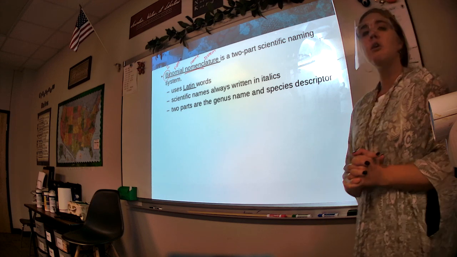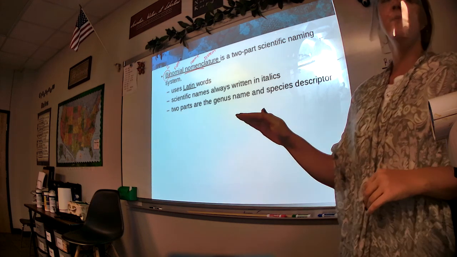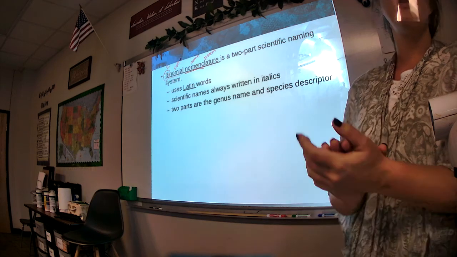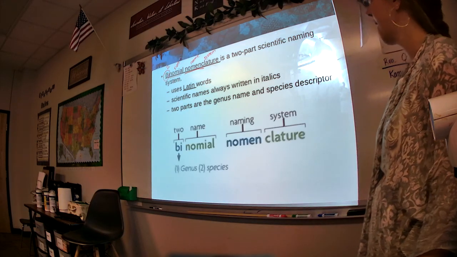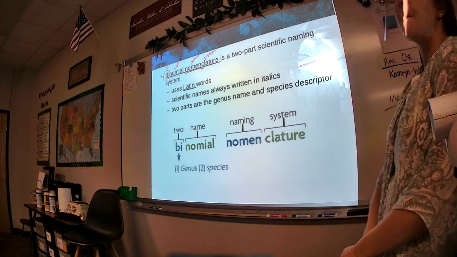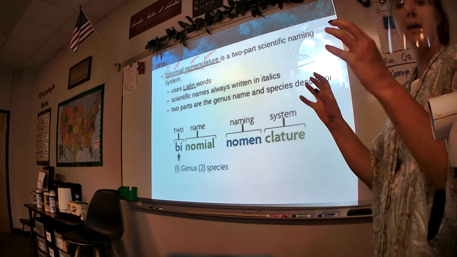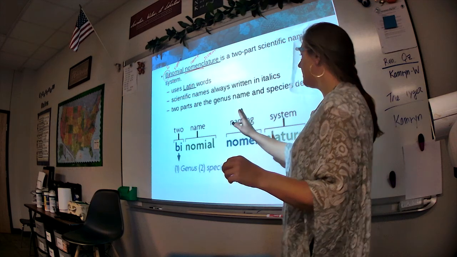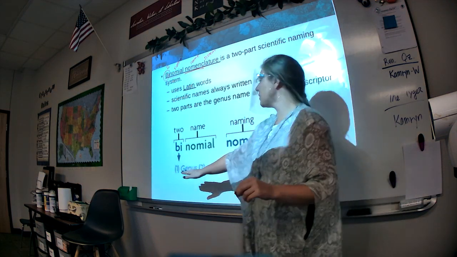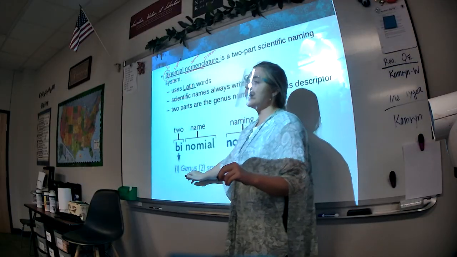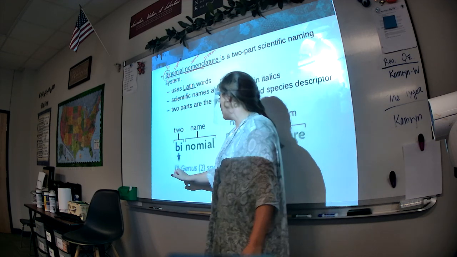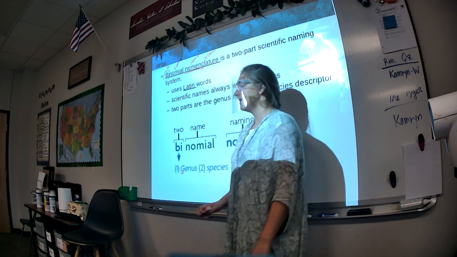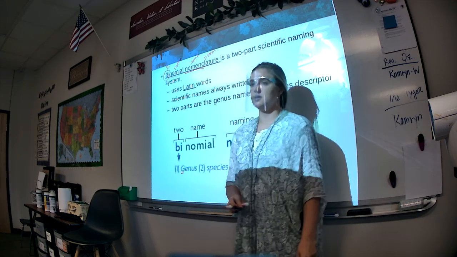The two parts are always taken from the genus name and the species name. Put those together, you have the scientific name. Okay? So, like we said, binomial nomenclature, when we separate it into what the words mean, it means two name naming system. The first word is the genus, the second word is the species. Also, notice that the genus is always capitalized, and the species is not.